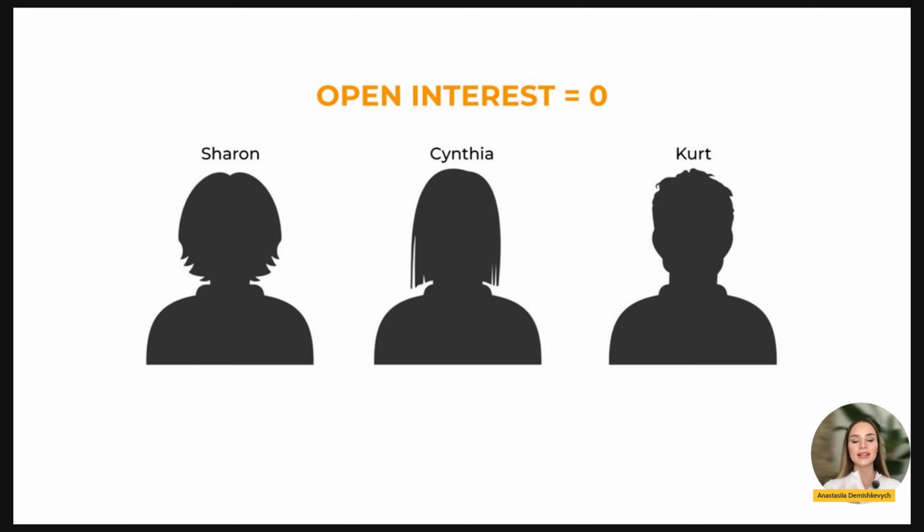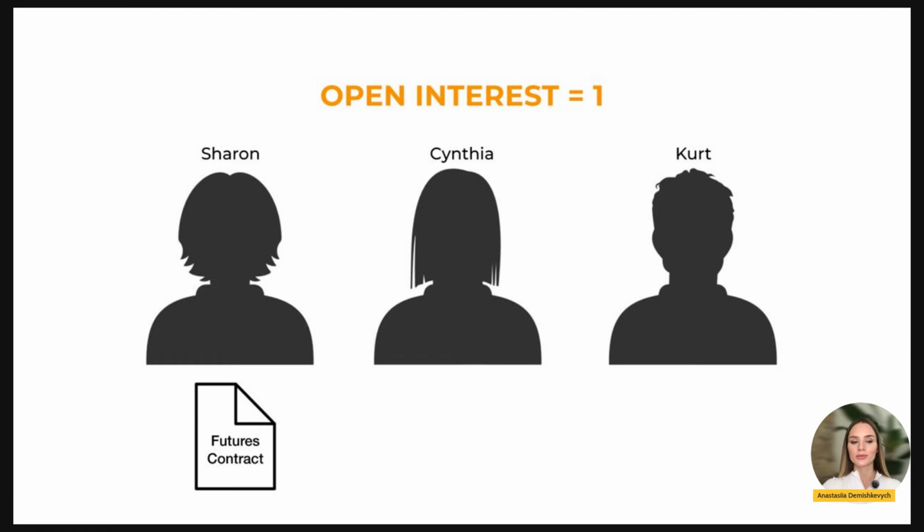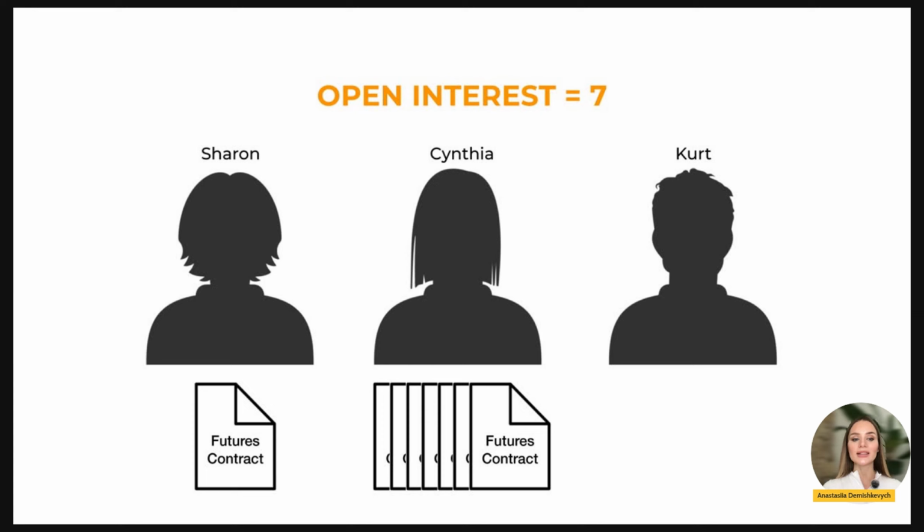Meet Sharon, Cynthia, and Kurt. All three of them are traders, but at the moment, none of them has any positions opened, and the total open interest equals 0. At some point, Sharon enters long trade for one futures contract. This increases the open interest to 1. Then Cynthia enters a trade. She has a bigger deposit and opens a position for a total of 6 contracts.